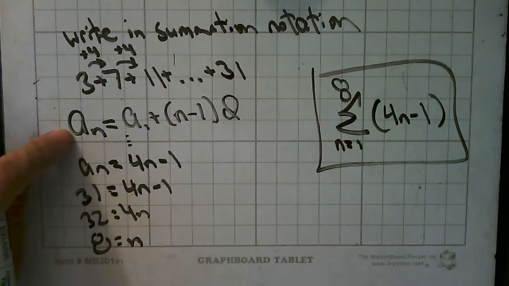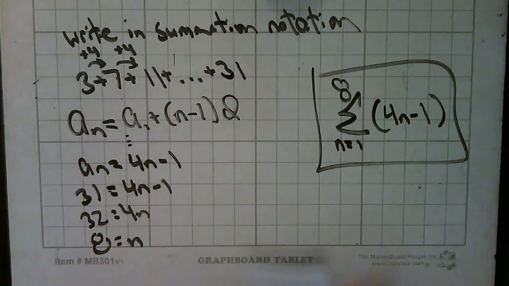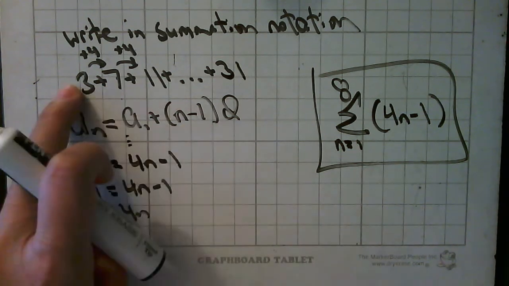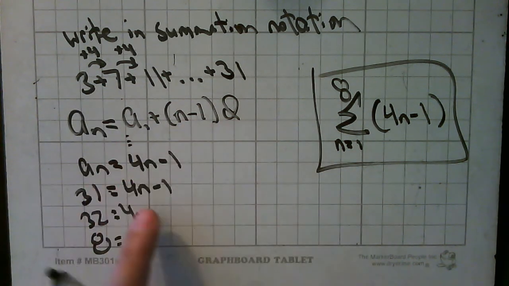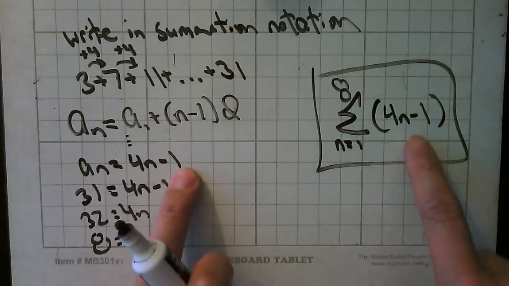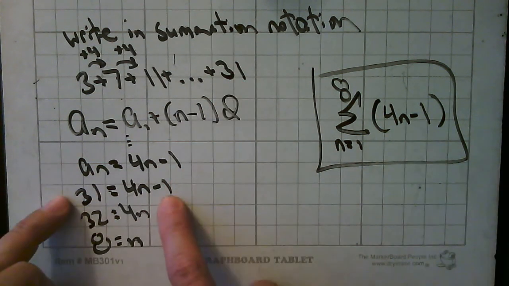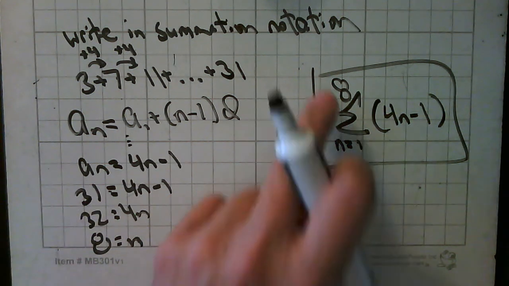So again, we're going to use the pattern to get d. We're going to simplify the formula. That's going to give us our formula to go here. And then we're going to plug in the last term and solve for n, and that's going to go up here.